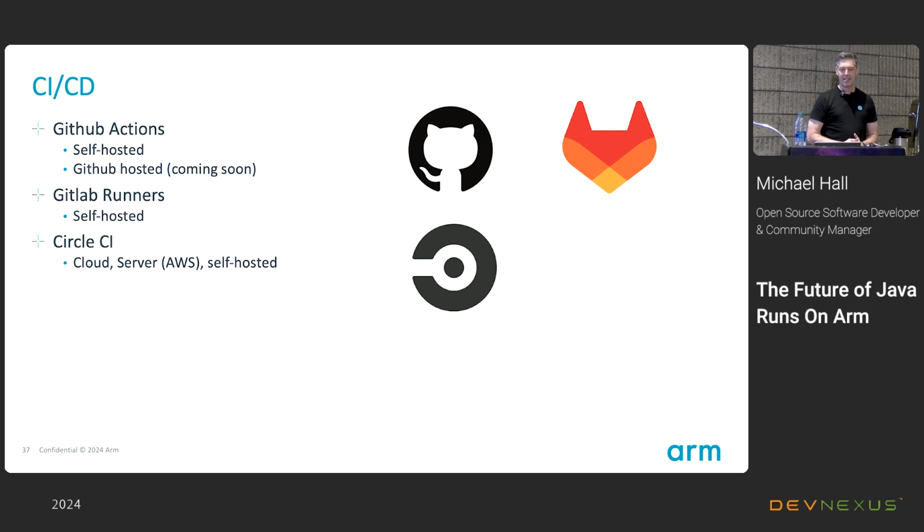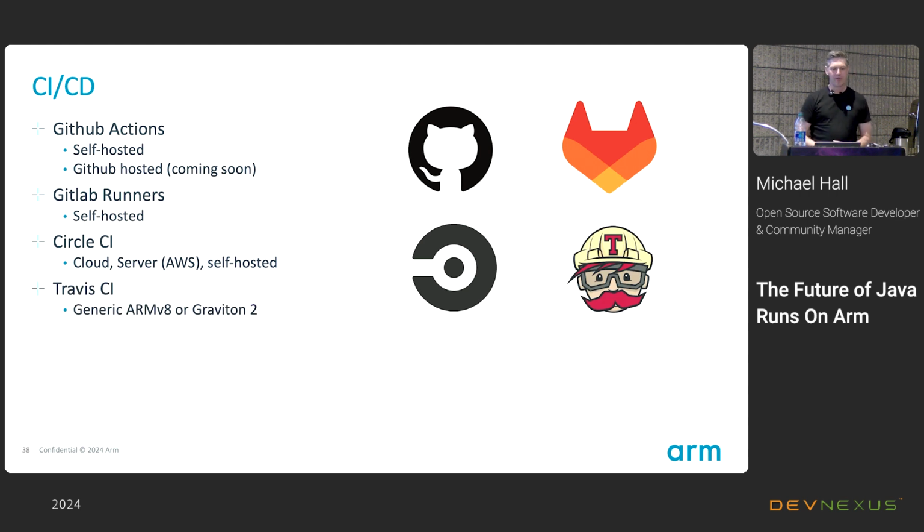And then CircleCI has got support for it, both in their cloud offering where they run everything for you, as well as their server offering, which is where you run CircleCI on your own cloud instances. So if you're running on AWS or something, you can run that on your instances, but still managed by them. That currently only supports Amazon right now. They're looking into expanding that to CircleCI Cloud on GCP and Azure. And just like GitLab and GitHub, you can run your own self-hosted runners for that.